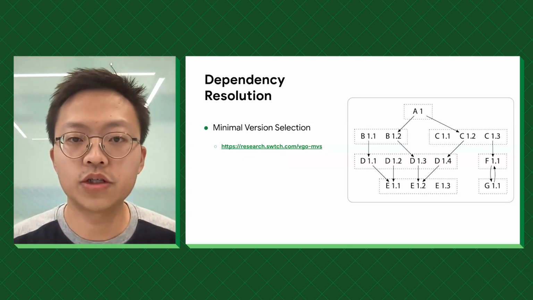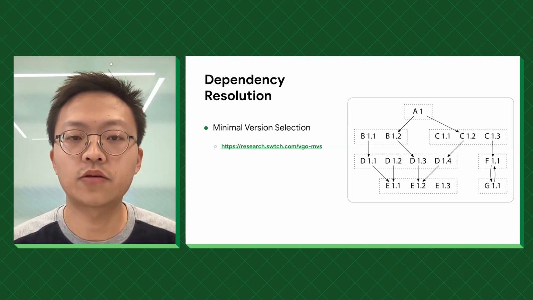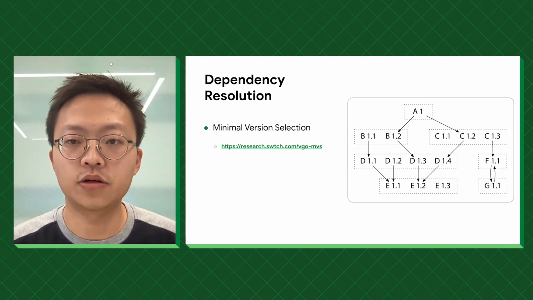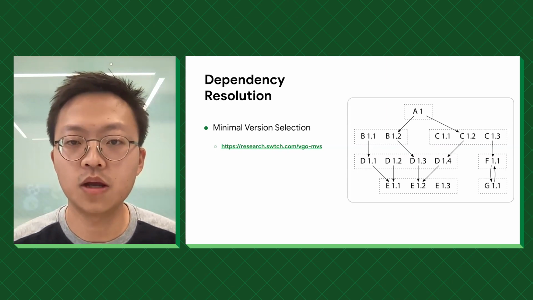We use the minimal version selection algorithm to resolve the dependency graph. It's a very simple algorithm introduced in Go's dependency management system. In short, it assumes newer module versions are backwards compatible. Therefore, it can always select the maximum module version that appears in the dependency graph.